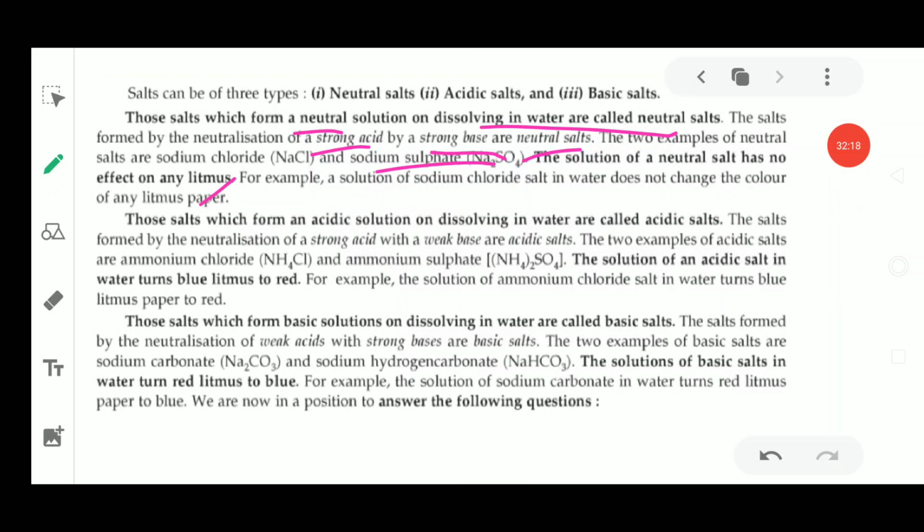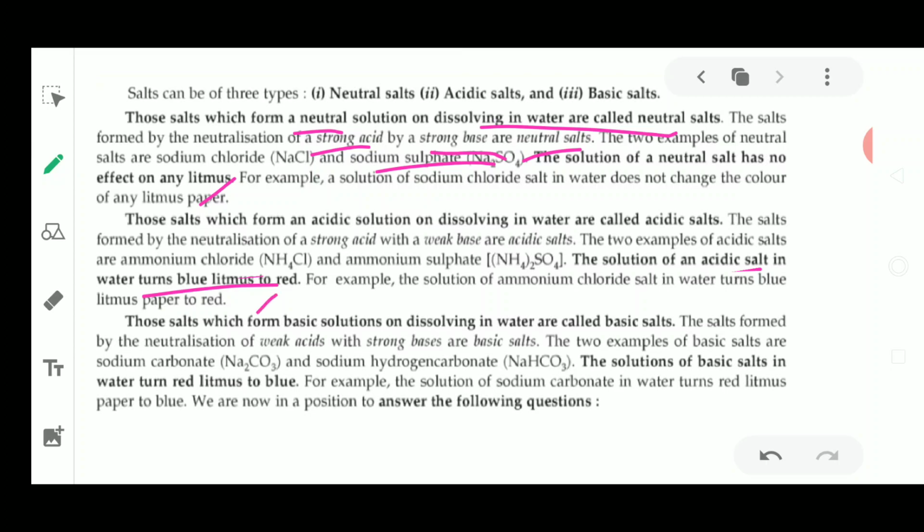Next, the salts obtained from a strong acid and a weak base are called acidic salts, okay. Two examples of acidic salts are ammonium chloride and ammonium sulfate. Why are they acidic salts? Because when you make a solution of the acidic salt, it is going to turn blue litmus to red in color, okay. So ammonium chloride or ammonium sulfate is going to change blue litmus to red.